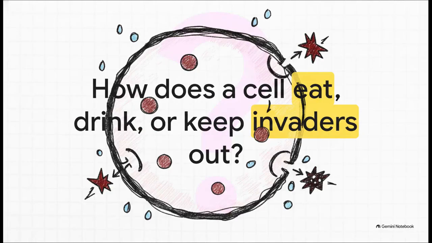But before we get into the pure mechanics of it all, I want you to consider this fascinating puzzle. How does a cell actually interact with its environment without totally losing its own internal balance? I mean, it's constantly sitting in this chaotic fluid mix of nutrients, toxins, and water. So how exactly does it know what to let in, what to eat, and what to kick out?